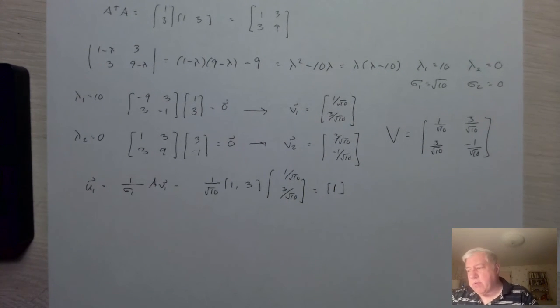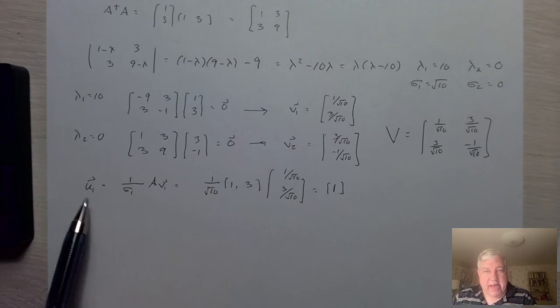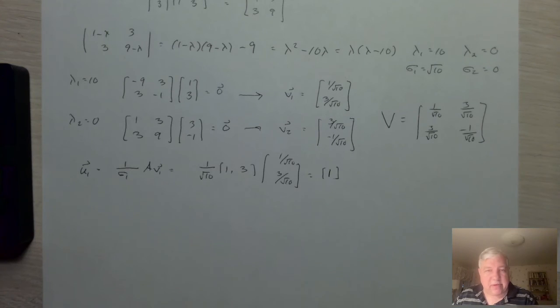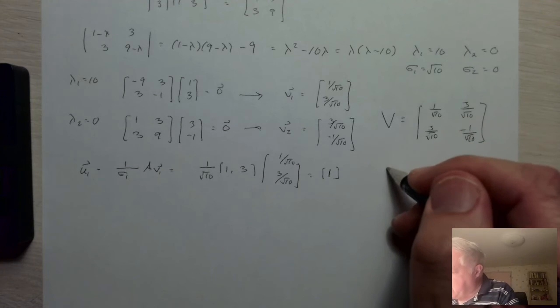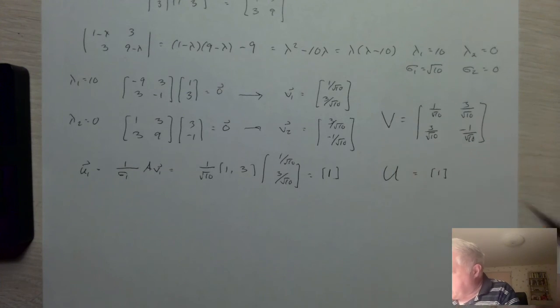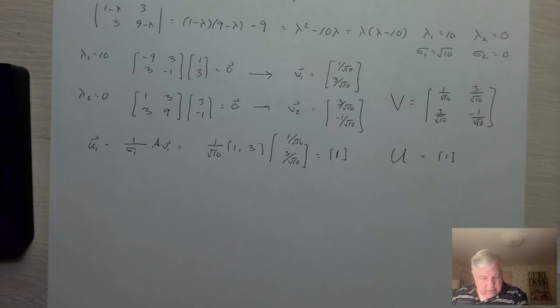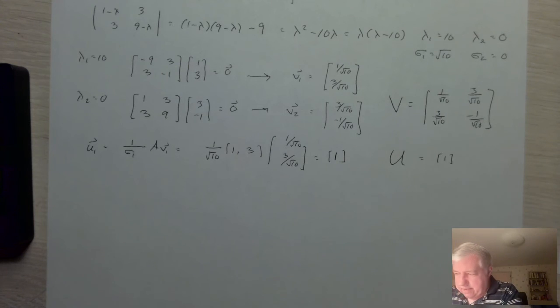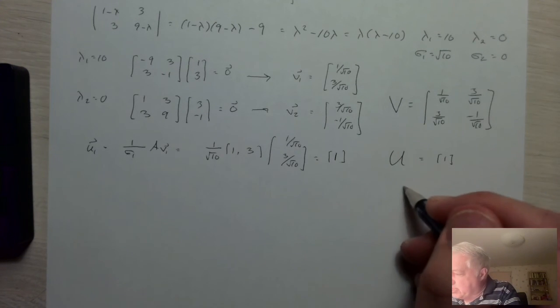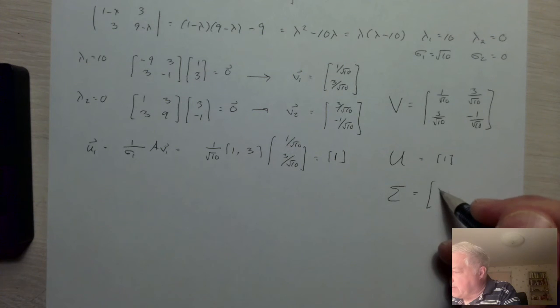Okay, and we can stop here. Remember, M in this case is 1, so we can stop there. This is the only thing we need. So U in this case is just going to be a 1 by 1 matrix where the only entry is 1. So that's U. This is V, and of course sigma consists of the square root of 10.